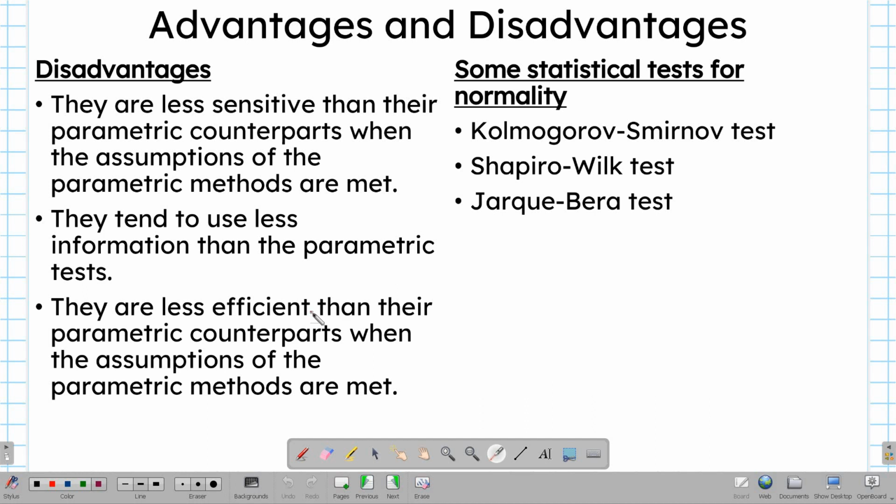Almost all the time, the one thing you need to test is the normality of your data set, whether your data came from a population that is normally distributed or not. These are some of the tests you can use to test for normality: the Kolmogorov-Smirnov test, the Shapiro-Wilk test, and the Jarque-Bera test. Now, let's try to do this because we have an add-in that we have downloaded so that we can do this in Excel.